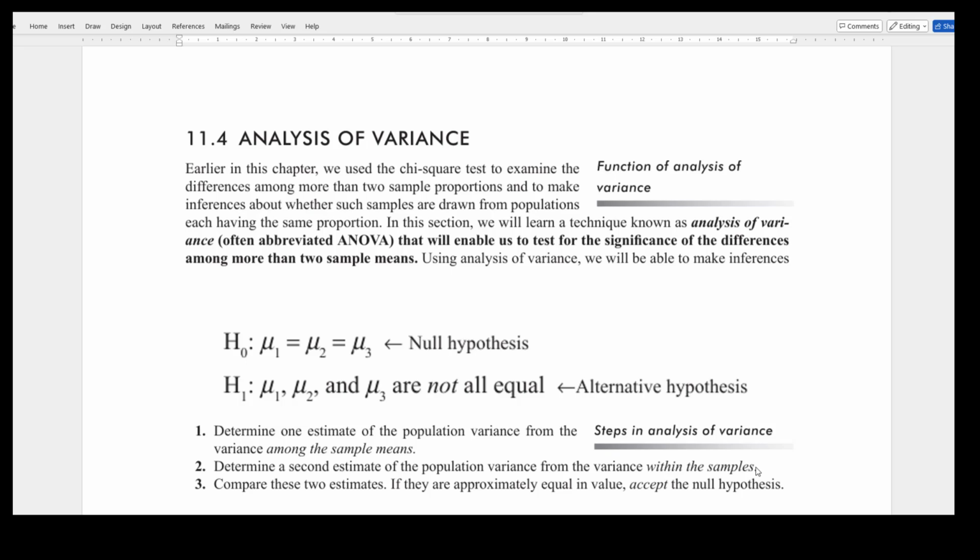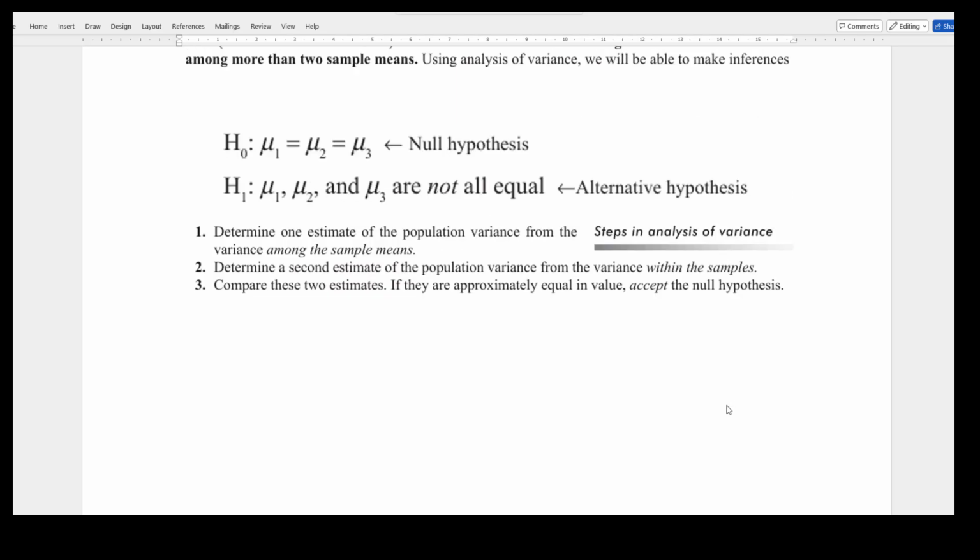ANOVA. In that case, our null hypothesis is going to be H naught: mu1 equal to mu2 equal to mu3. That means the three samples are coming from the same population and they have the same population means. And the alternate hypothesis is mu1, mu2 and mu3 are not equal. When we want to solve this, we will be using Excel. I will quickly explain the theoretical aspects first and then we will go to Excel.